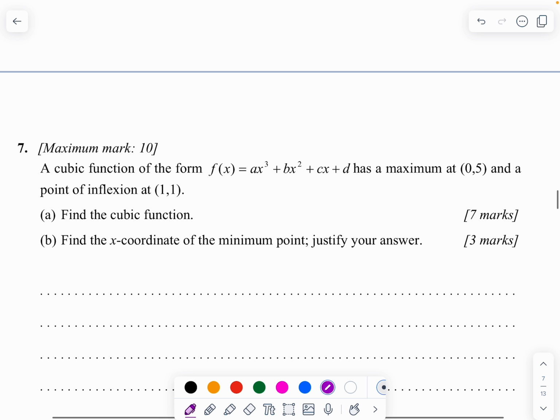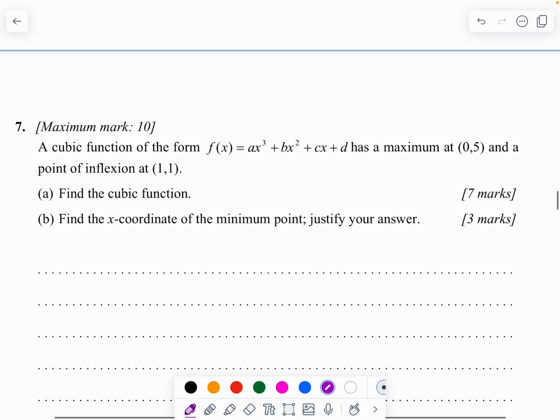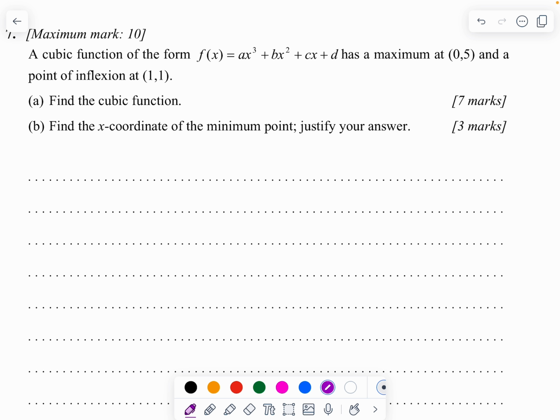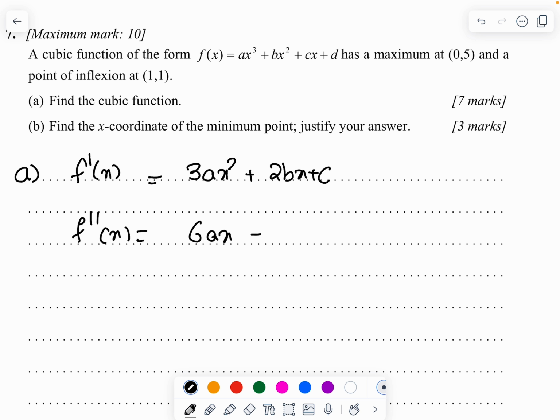Now question number 7. A cubic function ax^3 + bx^2 + cx + d has a maximum point at (0, 5) and a point of inflection at (1, 1). Find the cubic function. Find the x coordinate of the minimum point. Justify your answer. So, for part A, first I'll find f prime of x, which is 3ax^2 + 2bx + c. Then f double prime of x, which is 6ax + 2b.